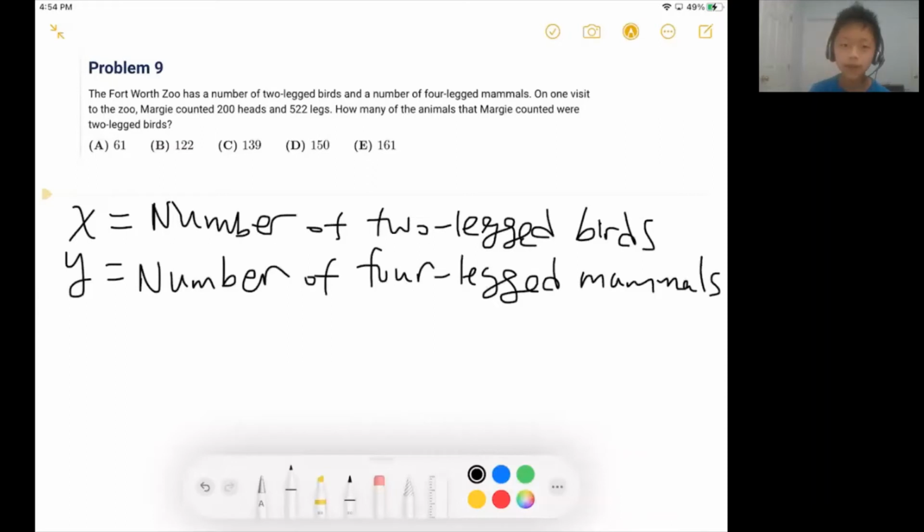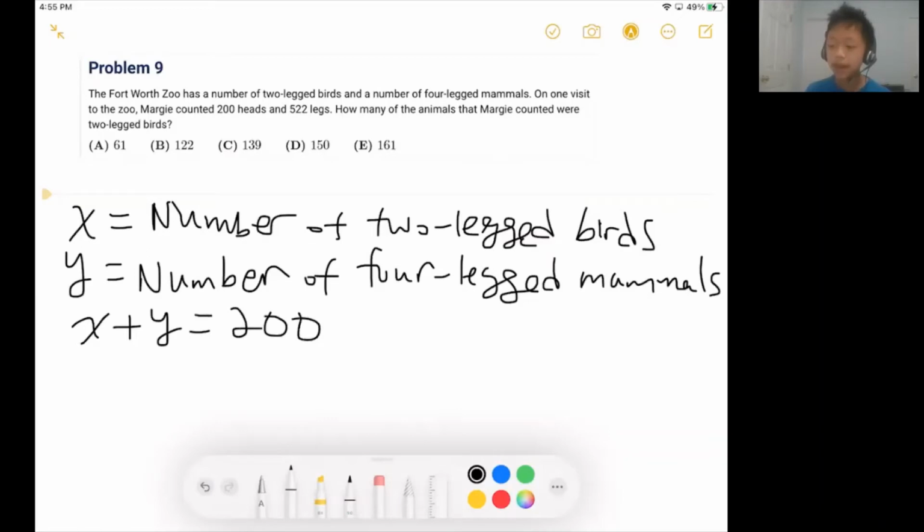So we're given there are 200 heads, right? By common sense, a bird is going to have one head and a mammal is going to have one head. We can safely assume that. You probably won't see a bird with multiple heads. So the number of heads in total is 200. If you have x two-legged birds, you have x heads for the birds, and since you have y four-legged mammals, you have y heads for the mammals. So that tells you that x plus y, the total number of heads, is 200.